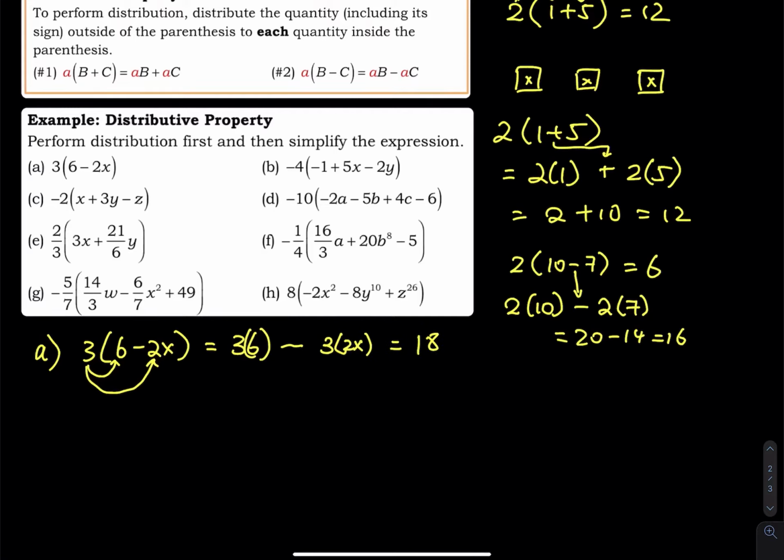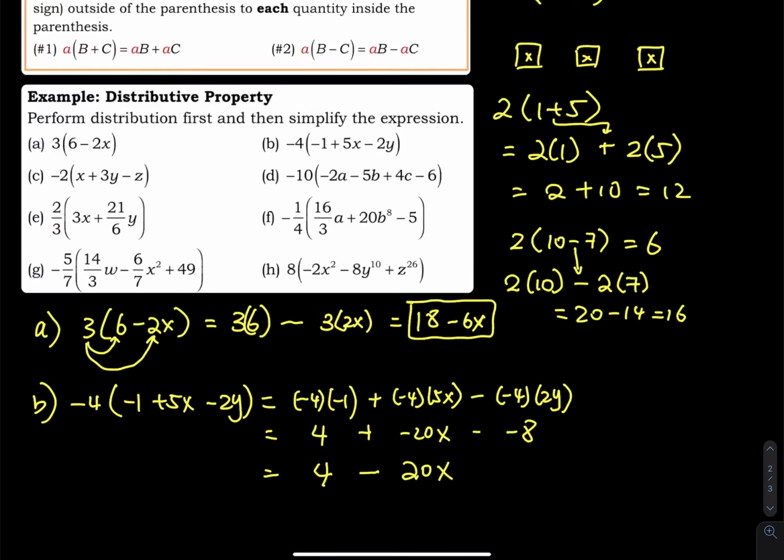So you have plus minus is minus, right? So you have a 4 minus 20x. Minus minus becomes a plus. I forgot the y, right? Plus 8y. So that is your answer.